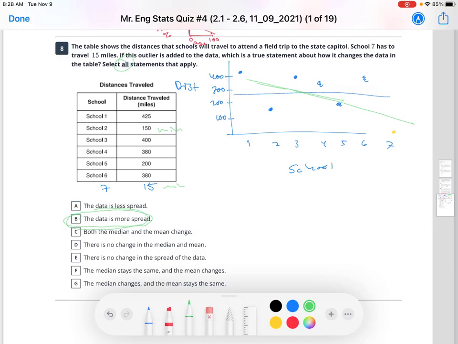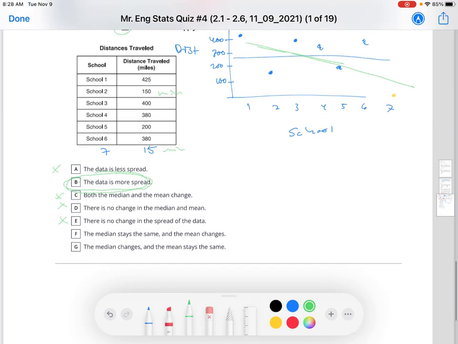You can run the numbers. There's no change in the median. That one happened, there has to be some kind of change. There's no change in the spread of the data. No, the standard deviation will change. Okay, the median stays the same, and the mean changes. So you have to think about which one cannot resist the outlier, and it's the mean that cannot say no. So the two answers are B and F. Look at G, the median changes and the mean stays the same.